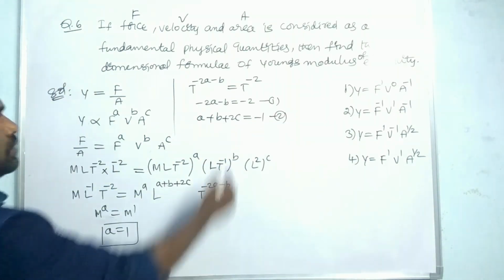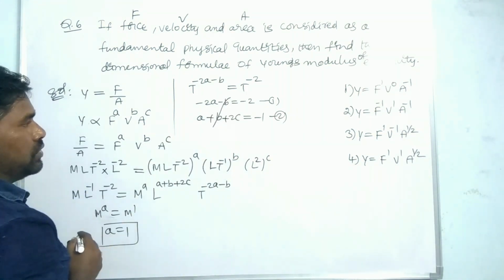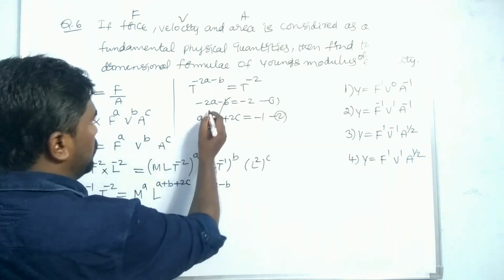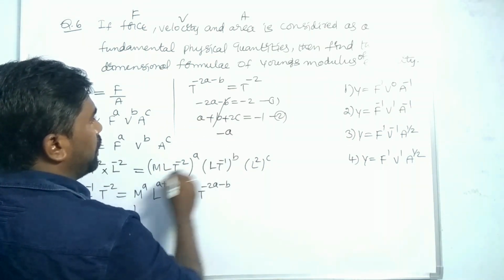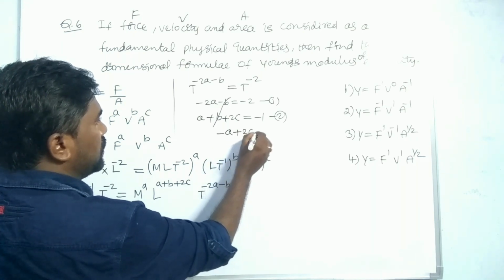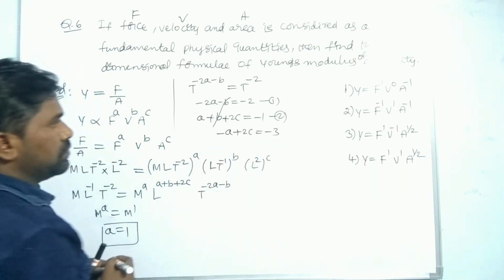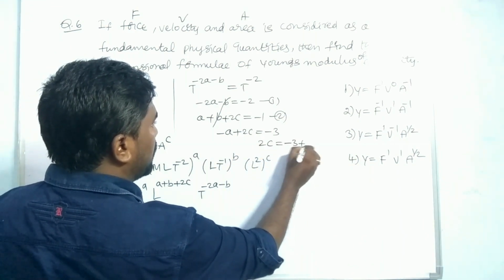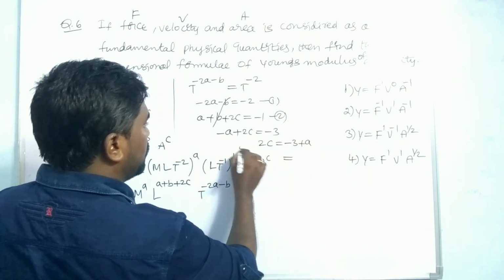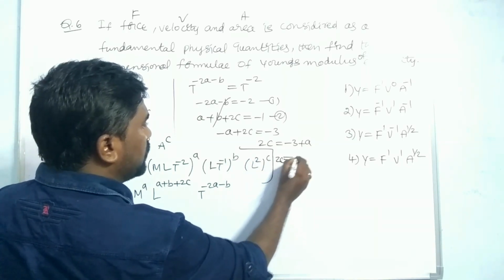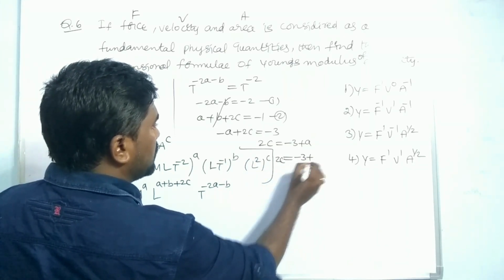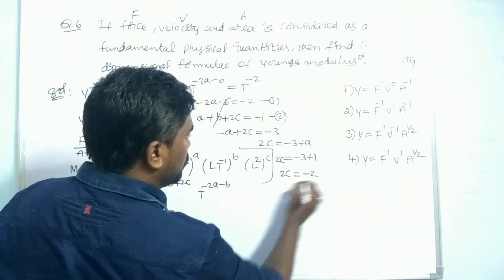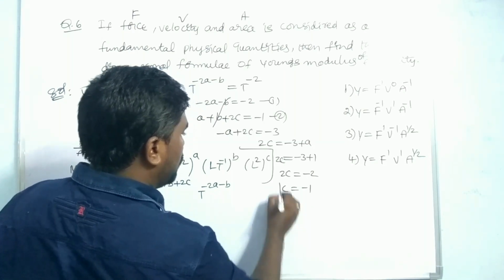Got it? From these two we can cancel out plus and minus. Therefore we write minus a plus 2c is equal to minus 3. So 2c is equal to minus 3 plus a, and 2c is equal to minus 3 plus a, which, as you already got, is 1. So 2c is equal to minus 2, and c is equal to minus 1.